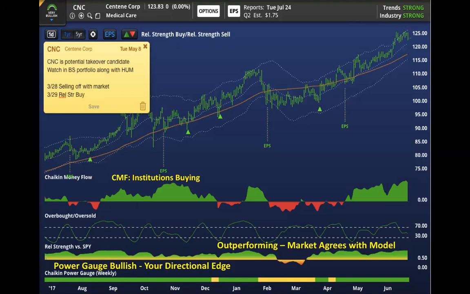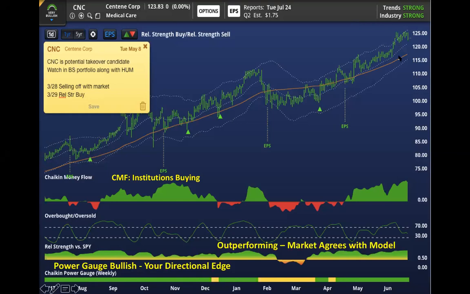Now, in the left-hand corner is an interesting feature of Chaikin Analytics. The ability to create a note and attach it to the chart so that when you pull up the chart, you can always see what you were thinking along the way. Some of the best trading coaches in the world have said, keep a diary. Well, diaries are one thing, but if you can attach a note, in this case, I noted back in February that Centene was a potential takeover candidate along with Humana. On 3/26, it was selling off with the market. Then it gave that relative strength buy signal with the stock at about 105.